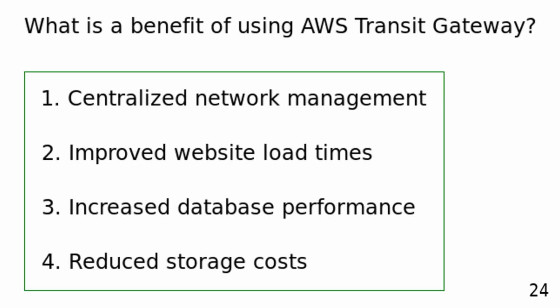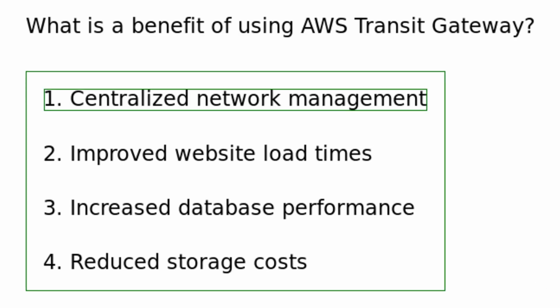What is a benefit of using AWS Transit Gateway? Centralized network management. Improved website load times. Increased database performance. Reduced storage costs. Using AWS Transit Gateway provides a benefit of centralized network management, simplifying network connectivity across multiple VPCs and on-premises networks.